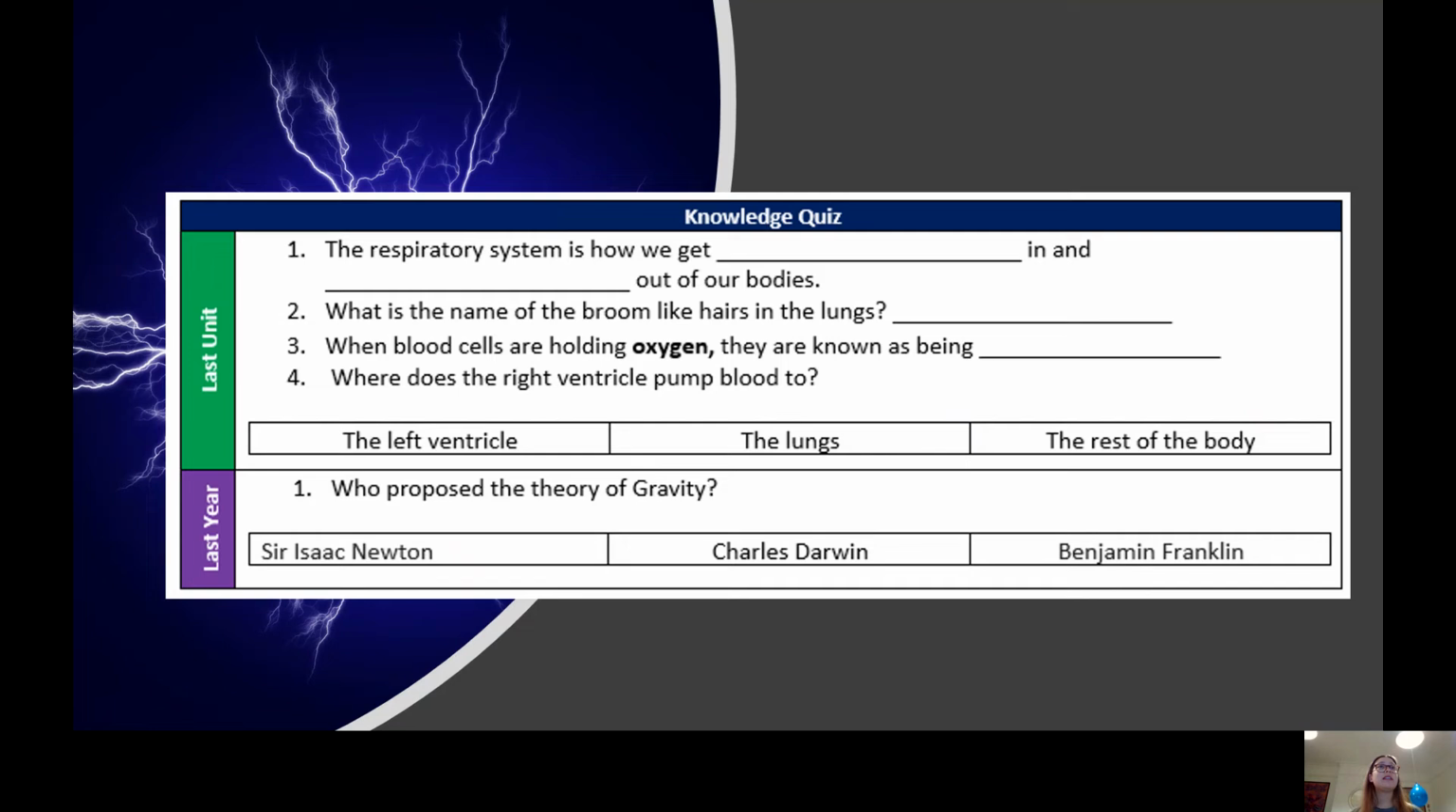Question 2, what is the name of the broom-like hairs in the lungs? Pause the video and write down your answer. Question 3. When blood cells are holding oxygen, they are known as being what? Pause the video and write down your answer.